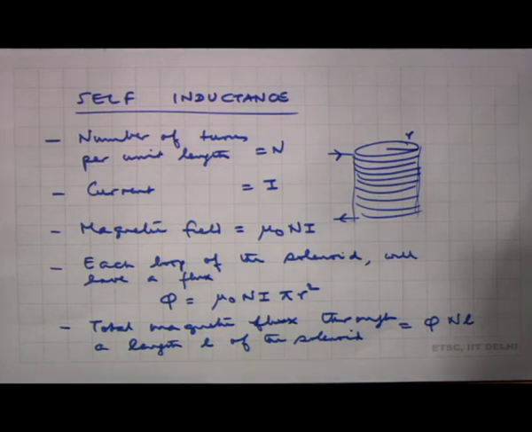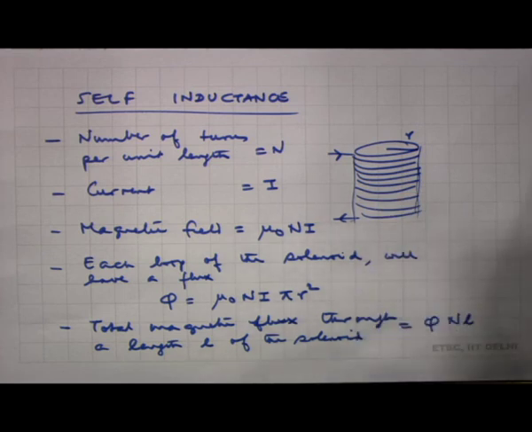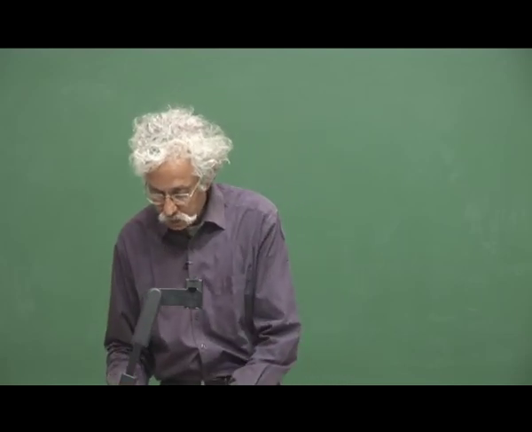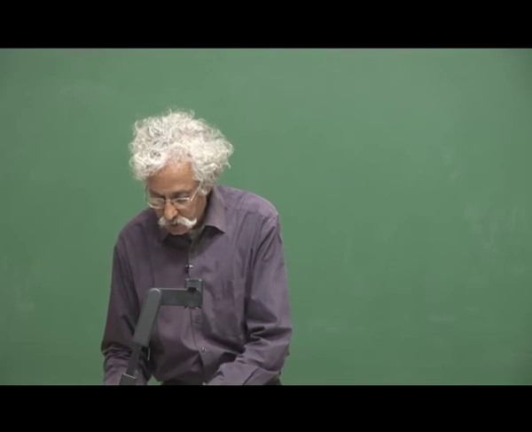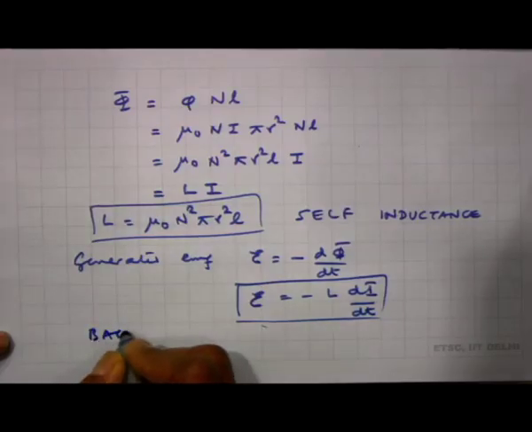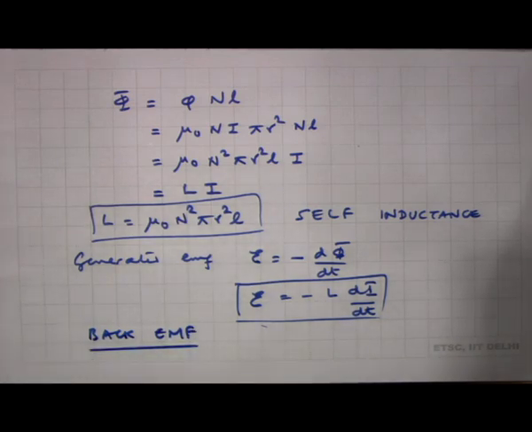Similarly, if I try to reduce the current, I will reduce the flux passing through the same solenoid, and the induced current will be such as to oppose this change and try to maintain the flux as before. So this induced EMF is also called back EMF, because it tries to reduce the changes that you are trying to impose on the circuit.